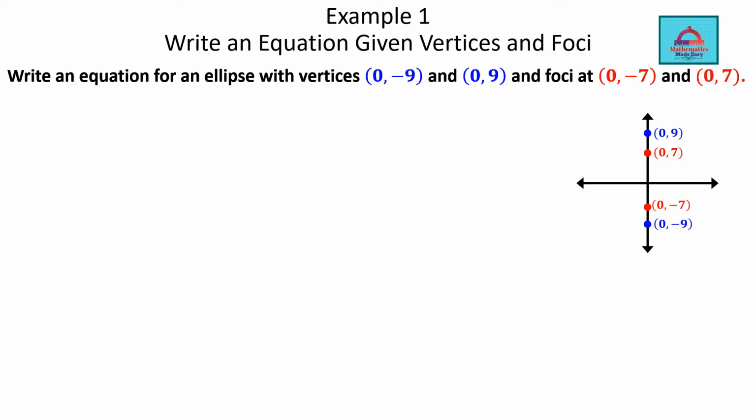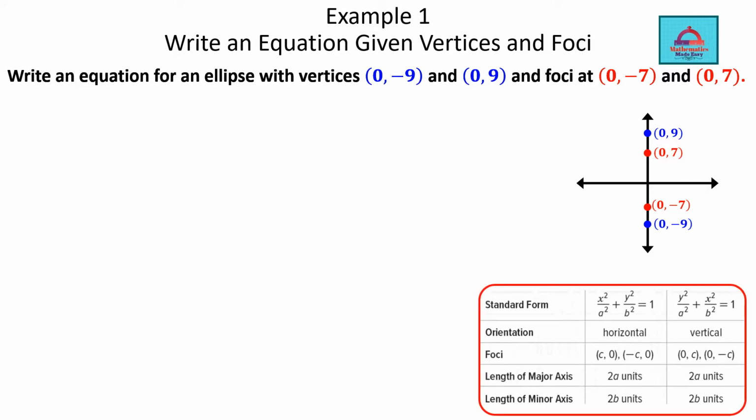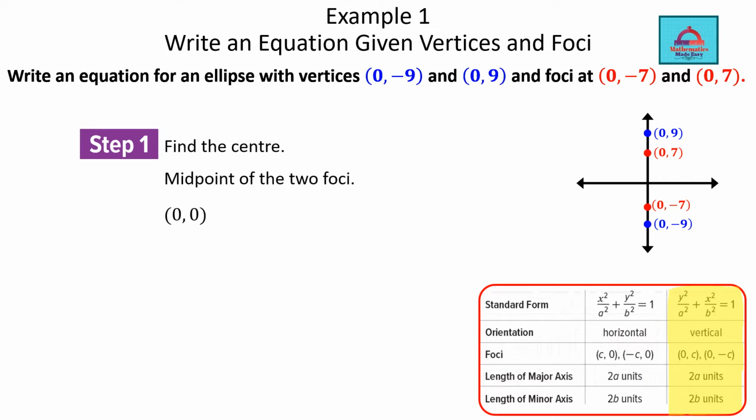Now from these points it's easy to calculate the center of the ellipse. Because it's a vertical one and the points are equidistant, we can use the midpoint formula between the two foci to get the center as (0, 0). I have highlighted here the ellipse we'll be taking. So the equation will be y squared over a squared plus x squared over b squared equals 1. In order to use this equation, we need the values of a and b.